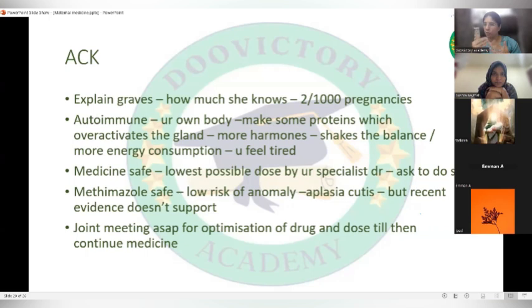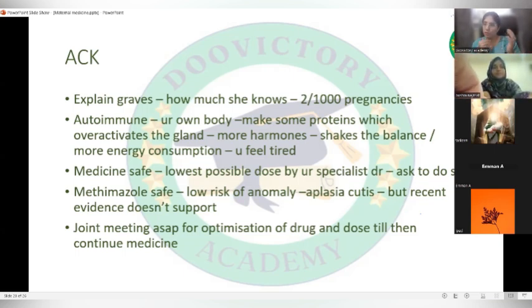Yeah, I know that it's an autoimmune problem. Yes, you're very right. Absolutely. So your body produces some proteins, and this protein overactivates your thyroid glands. This disease affects 2 in 1,000 pregnancies. The hormone which is produced by the thyroid glands is basically your energy-consuming hormone. It uses your energy, so your hands start shaking, your energy is being consumed, your heart starts racing, and you feel tired because of the loss of energy.